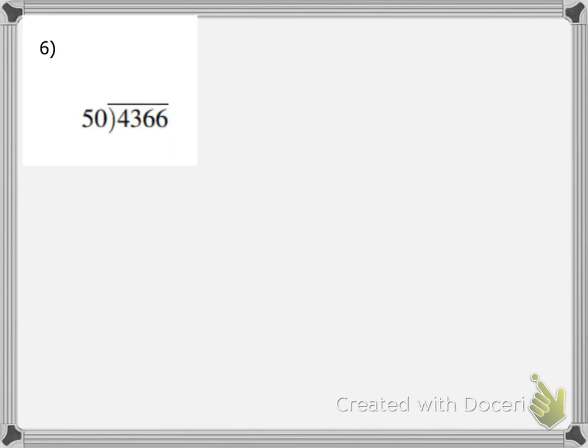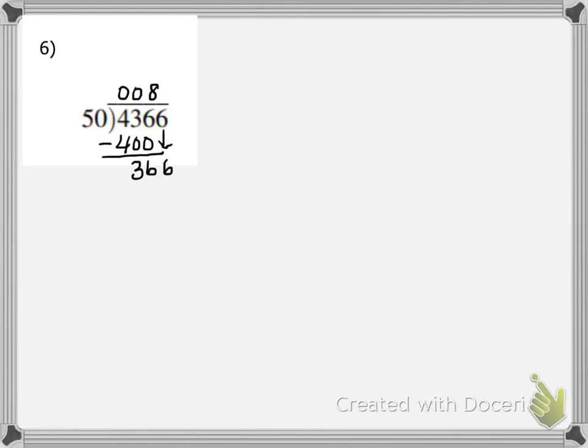All right, let's move on to 2-digit divisors. So we have 4,366 divided by 50. Well, we can't make any groups of 50 out of the 4 or out of the 43, but we can make 8 groups of 50 out of 436, and that would be 400, 8 times 50. So when we subtract, we have a difference of 36.